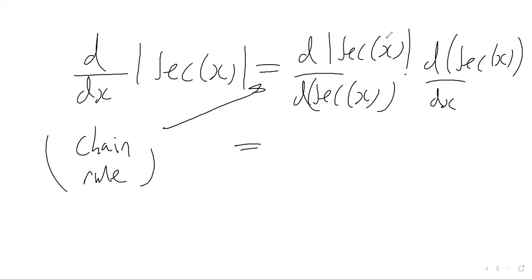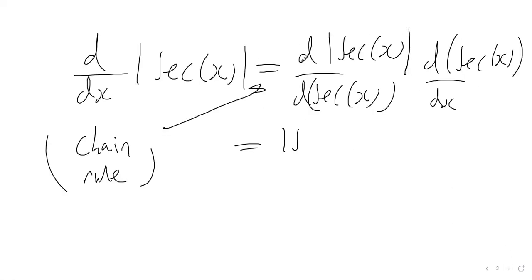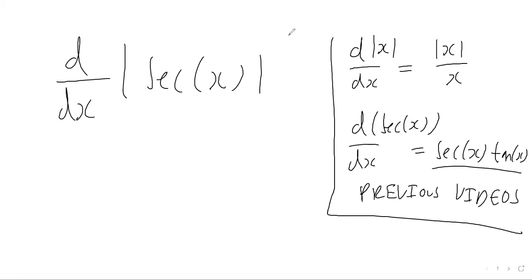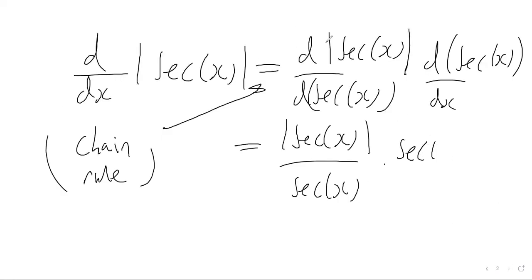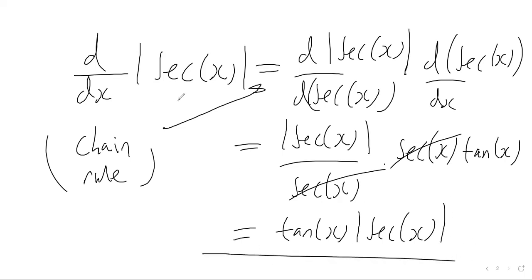Then we can go ahead and differentiate this. Differentiating the modulus of sec with respect to sec, that's just using this result here, the modulus of sec over sec, and then multiplying this by the derivative of sec of x with respect to x. We know that this is just sec times tan of x. As you can see now, we can cancel out the sec here and here, and so we're just left with tan of x times the modulus of sec of x. So that's our result for this derivative.